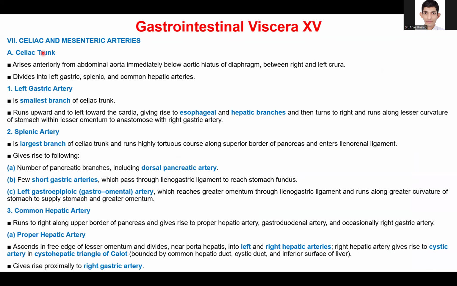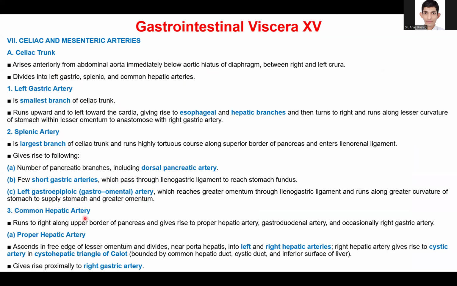Celiac and mesenteric arteries. The celiac trunk arises anteriorly from the abdominal aorta, immediately below the aortic hiatus of the diaphragm between the right and left crura, and divides into the left gastric, splenic, and common hepatic arteries. The left gastric artery is the smallest branch of the celiac trunk. The splenic artery is the largest branch, which gives rise to the dorsal pancreatic artery, short gastric arteries, and the left gastroepiploic or gastromental artery.